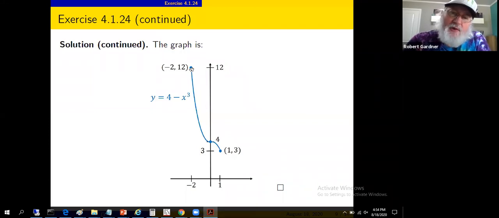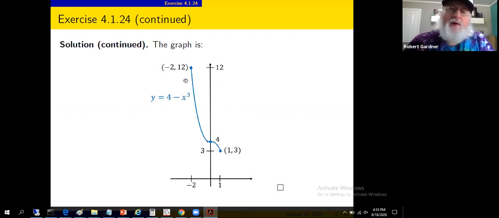This function must have gone from this big value of 12 and went down, leveled off, passed through this point. I know it passes through that point. Must have leveled off because the derivative is 0 there. It has a horizontal tangent line is what I'm trying to say. And then it continued to decrease downward to this point. The graph of that function, it must look a lot like this on the interval -2 to 1. So I bet you the graph looks a lot like that.